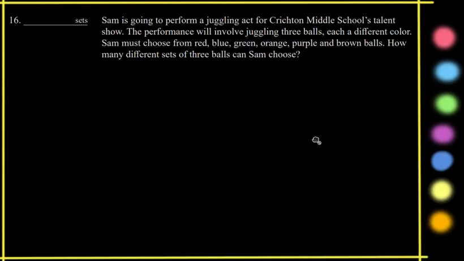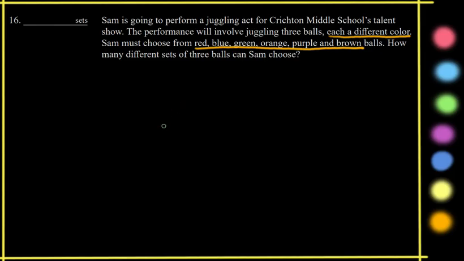This is problem 16. It says Sam is going to perform a juggling act for Crichton Middle School's talent show. The performance will involve juggling 3 balls, each a different color. Sam must choose from red, blue, green, orange, purple, and brown balls. How many different sets of 3 balls can Sam choose? Okay, so the important thing is it says that he's going to choose 3 balls, each of a different color. So you have to choose 3 of these 6 colors, and then Sam will juggle those balls.